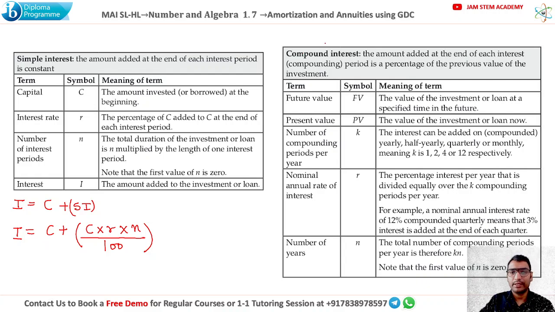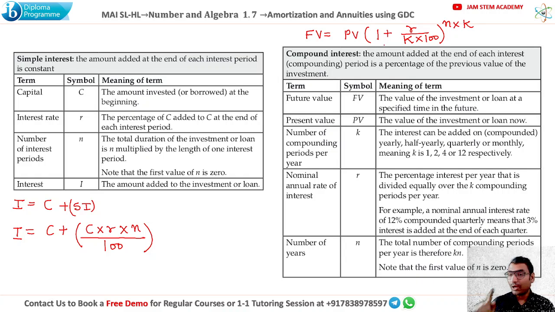Now if you have compound interest based problems, let's say FV represents the future value. So we know that future value is given by the present value times (1 plus R over K times 100), where R is the rate of interest, if it is compounded K times in a year, raised to the power N, your number of years, multiplied by K. Okay. So this is the formula that we can use by hand or by technology also.